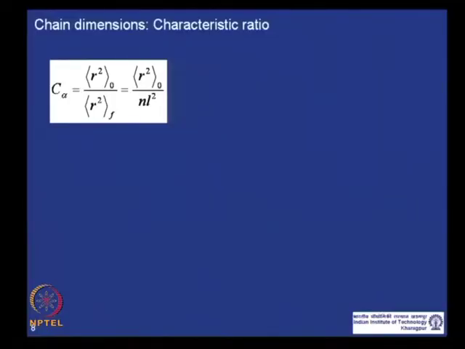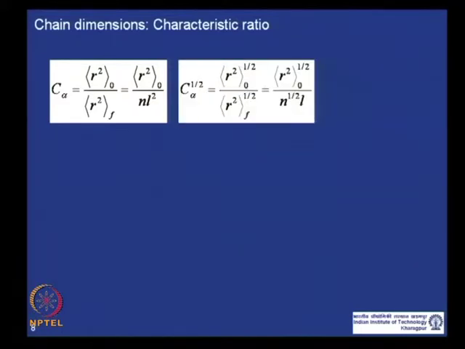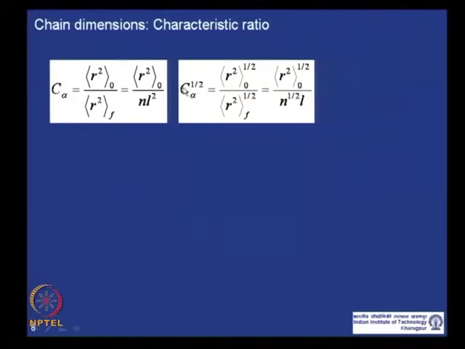Now, the stiffness can also be measured by this term, which is basically the ratio of the unperturbed dimension divided by the dimension for a freely rotating chain. So, this term gives you the increase in the end-to-end distance, or increase in the dimension, because of the steric restriction, both bond angle and the rotational restrictions, which means this is a parameter which gives the idea about the stiffness of the chain. This is called the characteristic ratio. The higher this value, the stiffer you would expect the polymer chain to be.